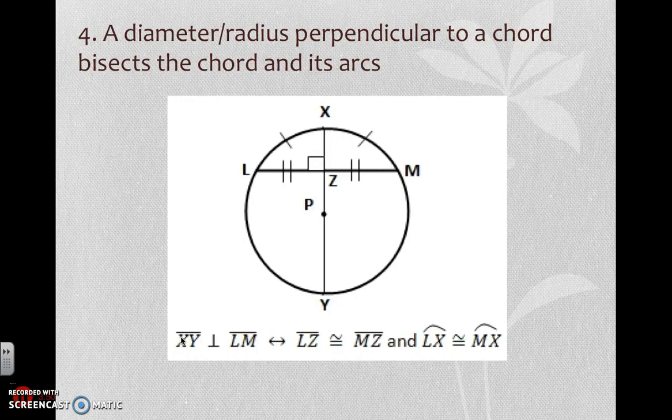And then each of the arcs created by the diameter are also bisected. So if you look at diameter XY, it's the arc created by the chord. So if you look at the chord LM, the arc is LXM, that's bisected, and that's marked on there for you. And also LYM is bisected, so LY would be congruent to YM if you needed that information.